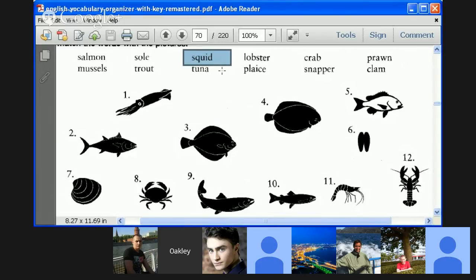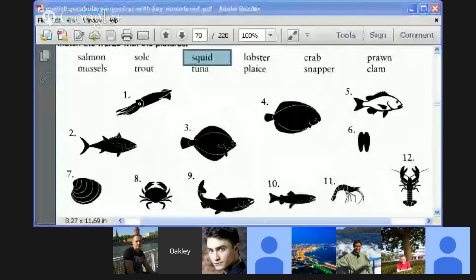Mustafa, where is the squid? I don't have any idea about it. I guess it's between maybe 1 or 11 or 12 or 7. Well, your first guess was correct. Number one is a squid. Squid is the name of the animal.